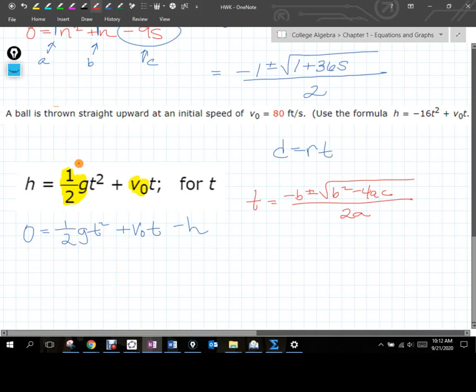So when I talk about my a term here, a is 1/2 g. When I talk about b, it's v sub naught. And when I talk about c, it's my negative h. Does that make sense? So opposite of b would be negative v sub naught plus or minus the square root of b squared.